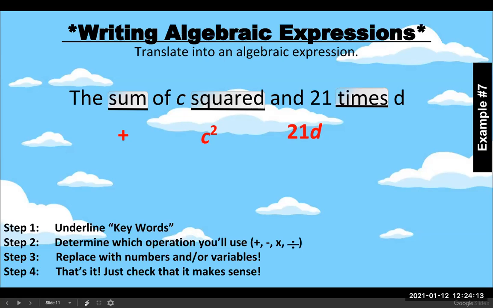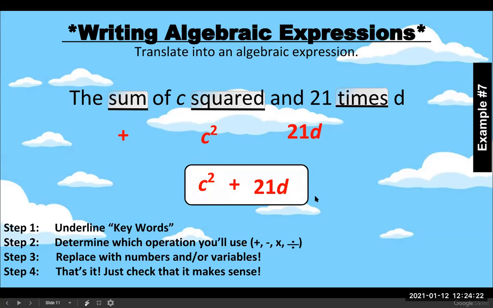So let's put this together. So we get C squared plus 21D, or you could have put 21D plus C squared. So when you're summing something, the order does not matter. So what does that mean? The order does not matter. So let me give you an example.